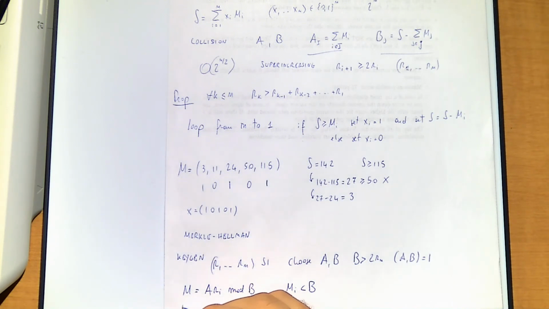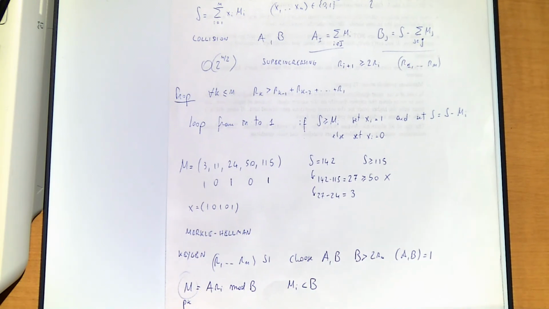Now this is going to be your public key. This is a sequence, but not a super increasing one anymore. Why? Because you take reduction modulo B. So now this sequence looks completely random, or at least not super increasing anymore. Okay, so that's good. So what am I going to do to encrypt?